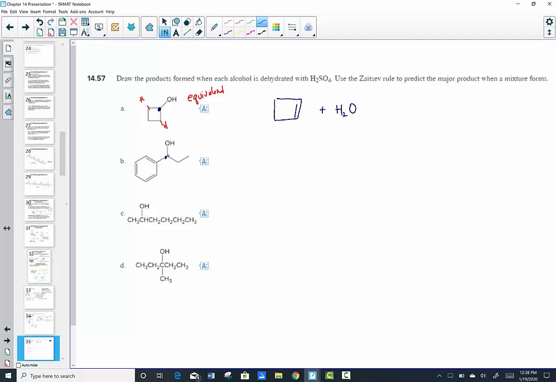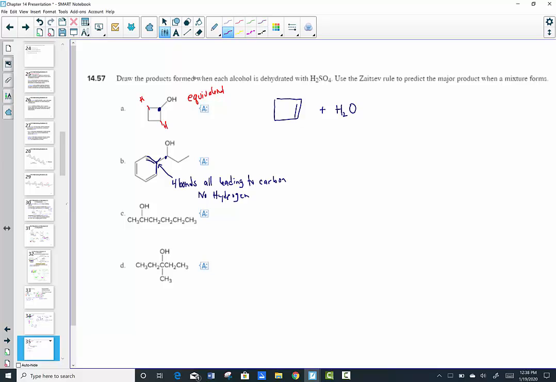Here I have a secondary alcohol. The carbon attached to the oxygen there is attached to 2 other carbons, so it's a secondary alcohol. This carbon has 1, 2, 3, 4 bonds. Do you see that that has 4 bonds already, all leading to carbon? So therefore, there's no hydrogen. Therefore, there cannot be an elimination at that particular spot.